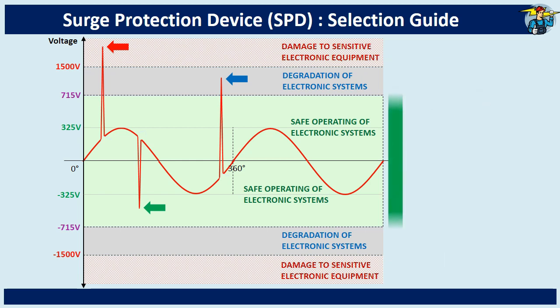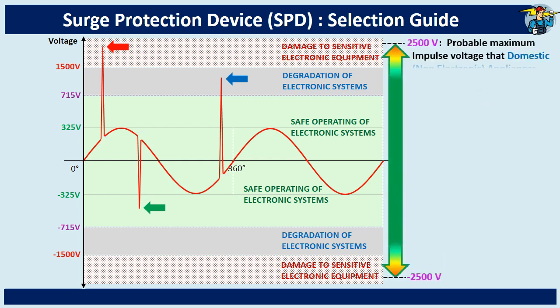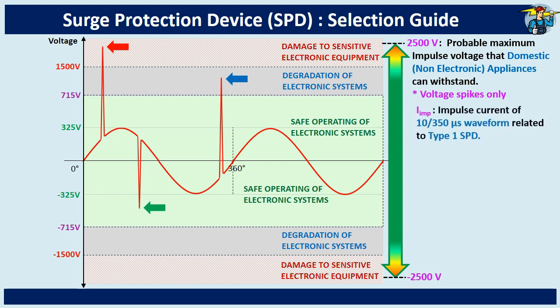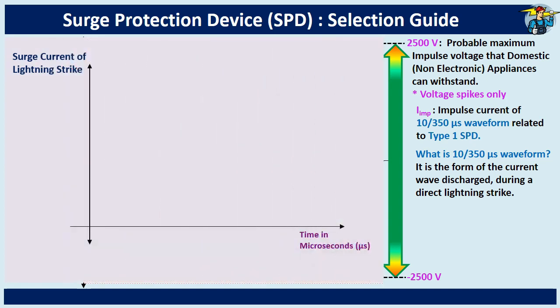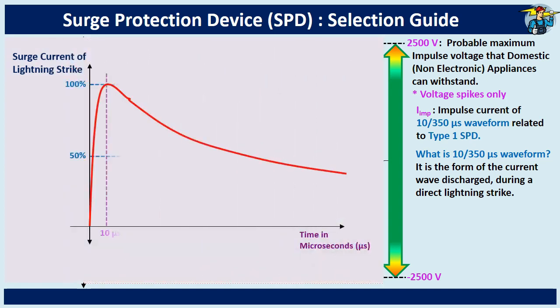So, 2500 volts is the probable maximum impulse voltage that non-electronic electrical appliances can handle. An impulse marked on type 1 SPD is the impulse current of 10-350 microsecond waveform. What is a 10-350 microsecond waveform? It is the shape of the discharged current wave during a direct lightning strike.